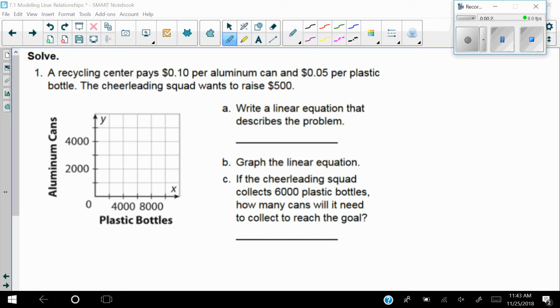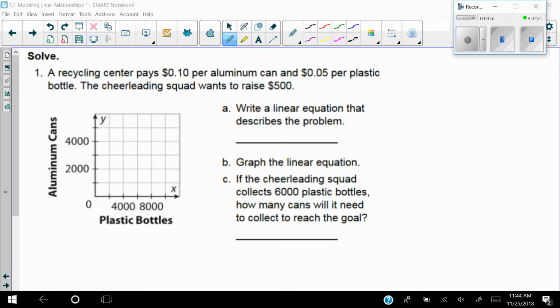Okay, a recycling center pays 10 cents per aluminum can and 5 cents per plastic bottle. The cheerleading squad wants to raise $500. So we want to make a function. That's the goal, is to get $500. But we're going to make a function to go along with what we're doing here. So we've got 10 cents per aluminum can. For every aluminum can, you're going to multiply by 10 cents. For every plastic bottle, you're going to multiply it by 5 cents.